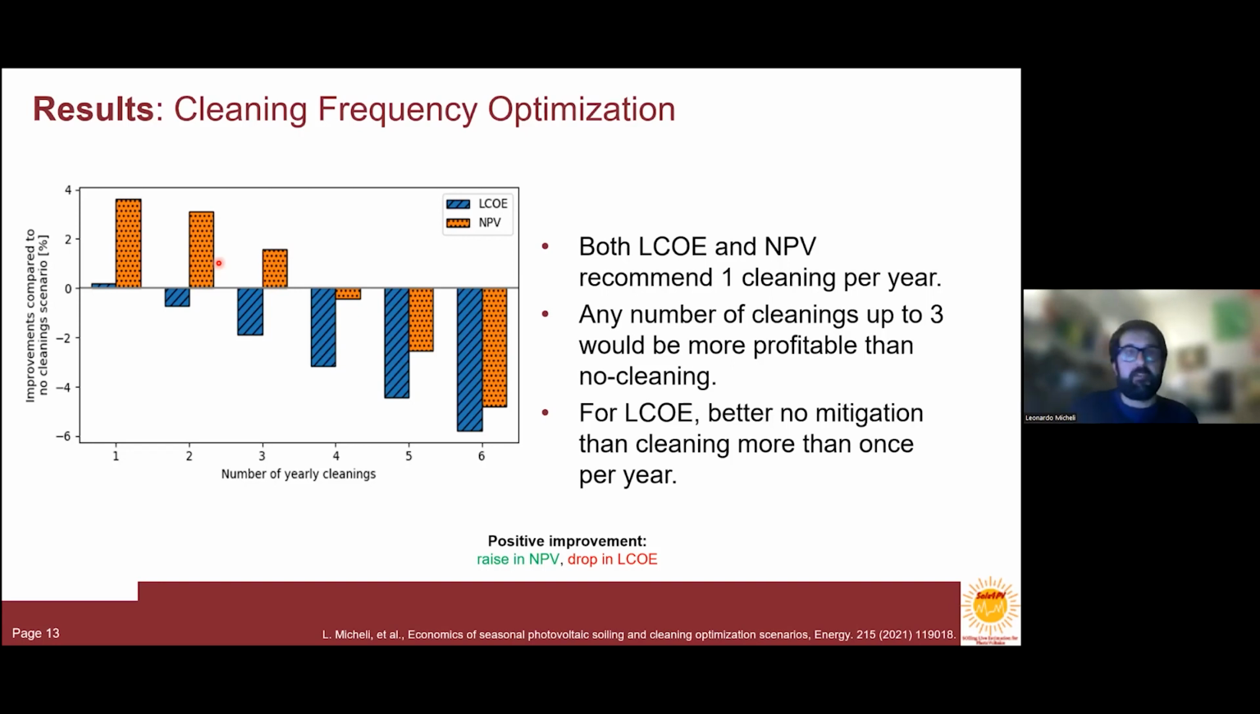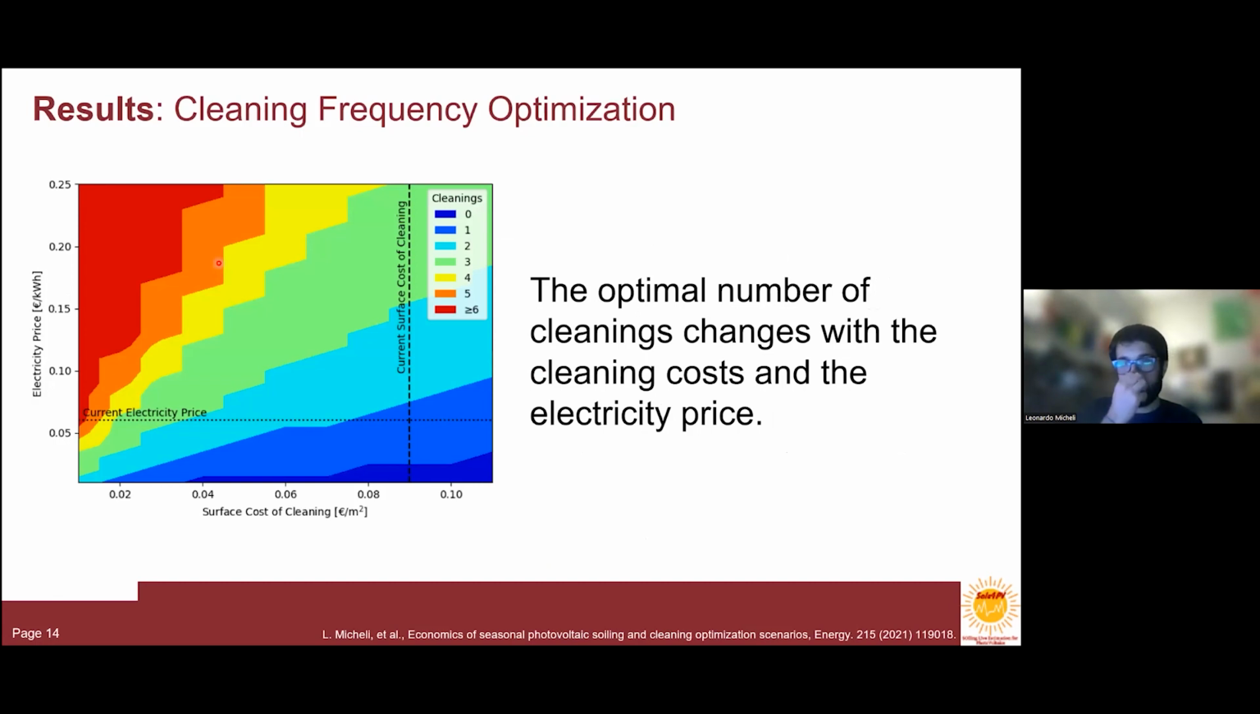Why is that? Because again, the NPV takes into account the electricity price, and the electricity price is an extremely key factor for soiling mitigation. When we ran that analysis, the electricity price in Spain was in the order of 60 euros per megawatt hour, or 0.06 euros per kilowatt hour.